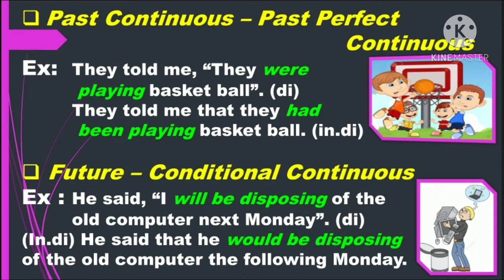And the last one is future tense changing into conditional continuous. Look at the example. He said, "I will be disposing of the old computer next Monday." That is direct speech. So when it goes to indirect speech, he said that he would be disposing of the old computer the following Monday. So the future tense has been changed to conditional continuous.